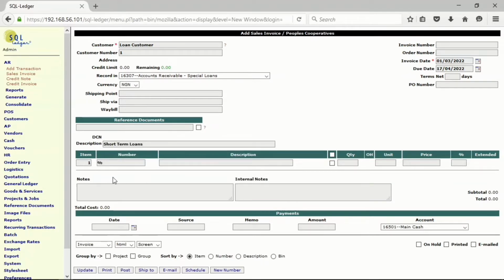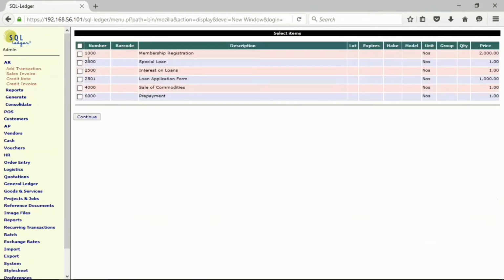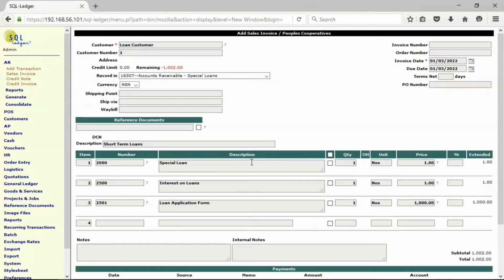I'll put a percentage sign here to take me to the products. This is the product, the loan. He will get interest, and before he gets the loan, he must have purchased the loan application form. I just put all of them together here. The process could be separated. We now click on continue. It will take us to this window here.